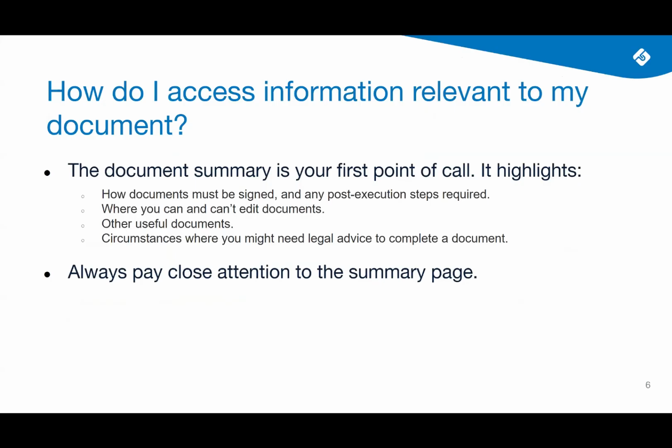So the document summary is the first thing you see when you click on the title of a document, as opposed to just going straight to making the document. The reason this is important is because it gives you all the legal information that you may not be familiar with from common industry usage of a document. This includes how documents must be signed and any post-execution steps required, such as lodging of deeds, titles, and exchange of documents. It shows you where you can and can't edit documents.